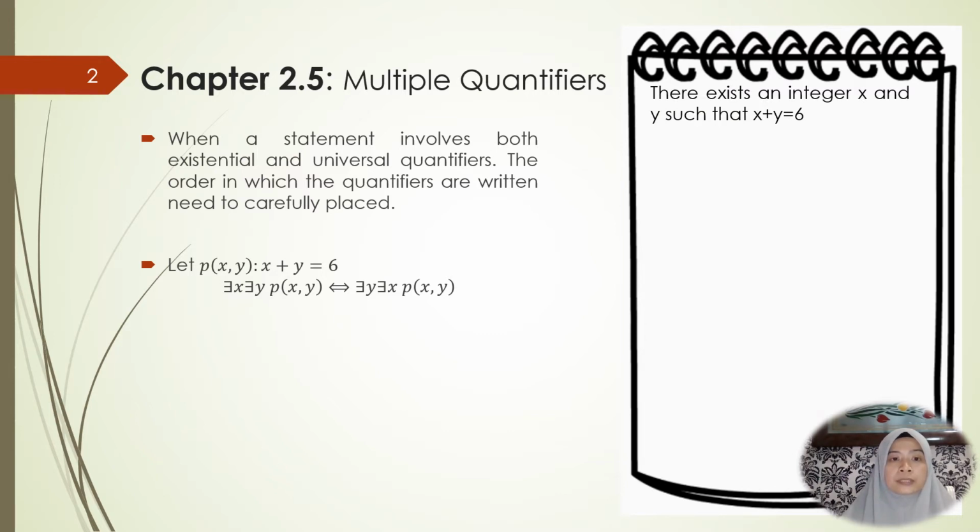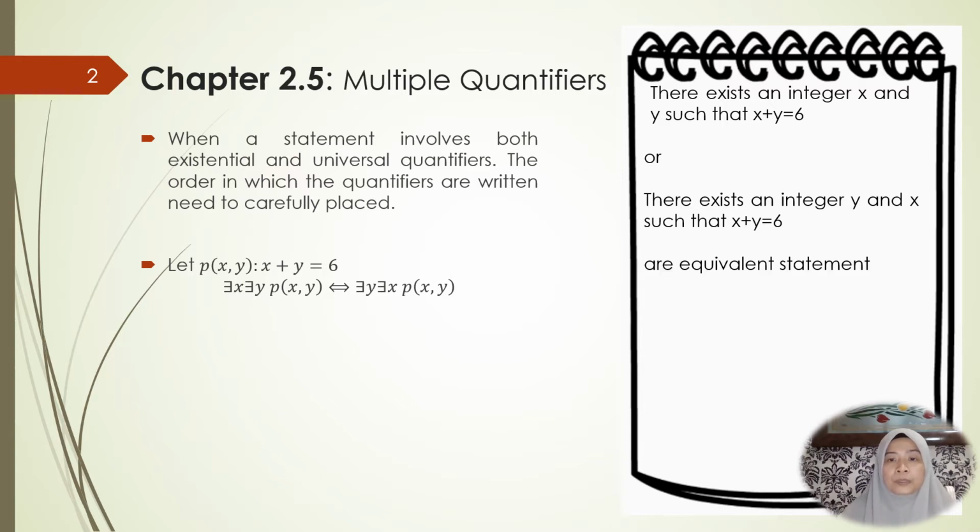For this kind of statement P(x, y), we can read it as there exists an integer x and y, because both x and y use existential quantifiers, such that x plus y equals 6. Or we can read it as there exists an integer y and x such that x plus y equals 6. So these two statements are equivalent, and that's why they can be represented by logical equivalence.